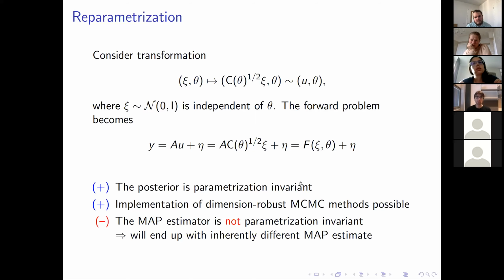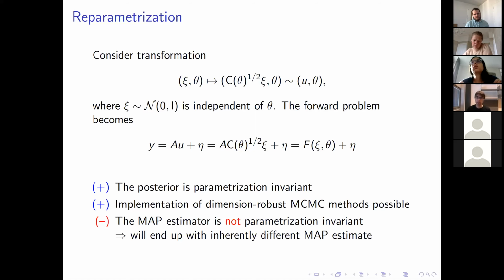And why this is interesting is that the posterior is parameterization invariant. So if you figure out the posterior in this case, you can always go back with the transformation and have the right Bayesian posterior. Also, as most of you know, MCMC can be implemented in dimension-robust ways under this parameterization. So it's very tempting to do this reparameterization.